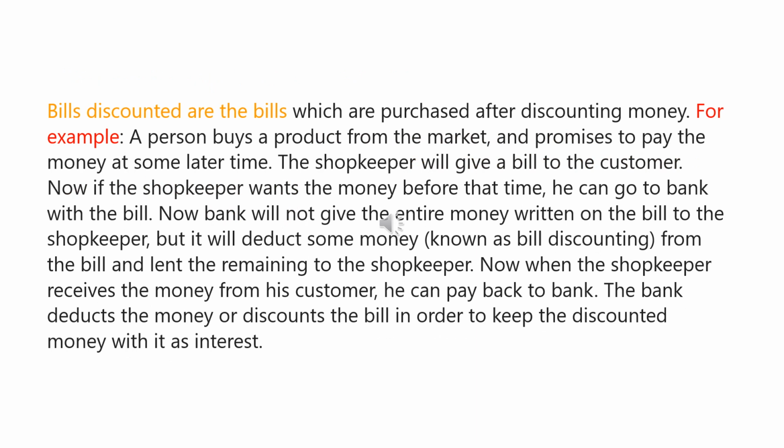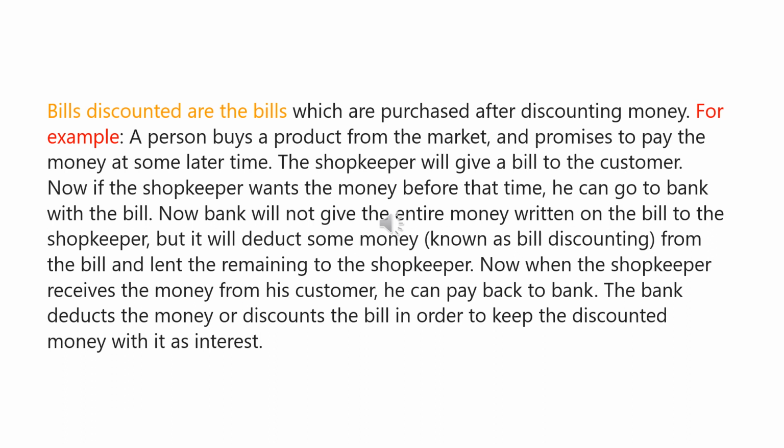Bills discounted are the bills which are purchased after discounting money. For example, a person buys a product from the market and promises to pay the money at some later time. The shopkeeper will give a bill to the customer. Now, if the shopkeeper wants the money before that time, he can go to the bank with the bill. Now, the bank will not give the entire money written on the bill to the shopkeeper, but it will deduct some money known as bill discounting from the bill and lend the remaining to the shopkeeper.